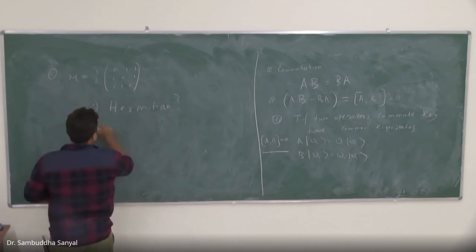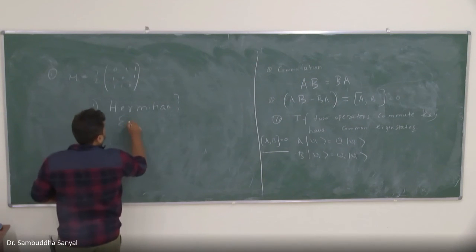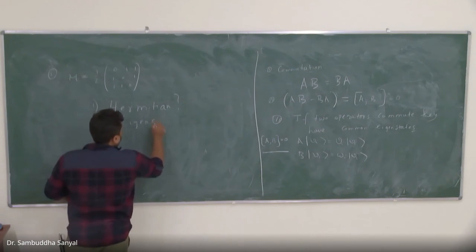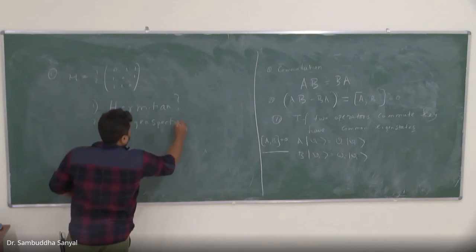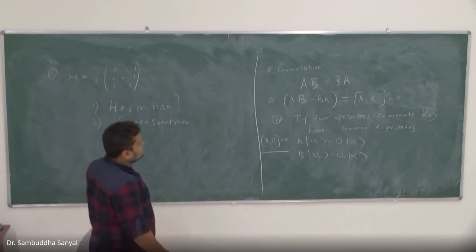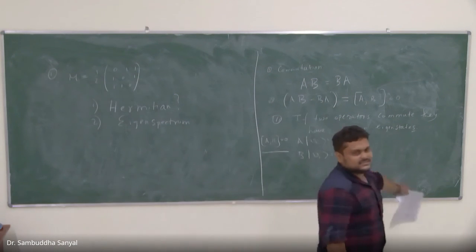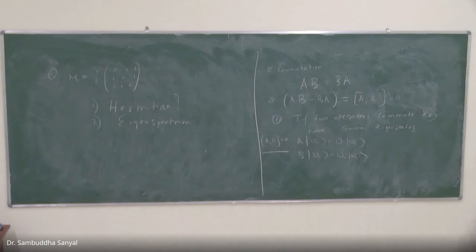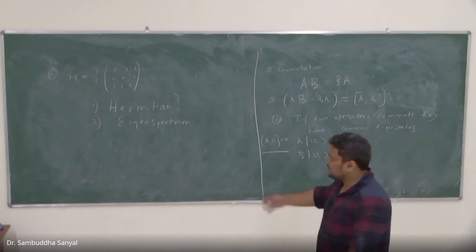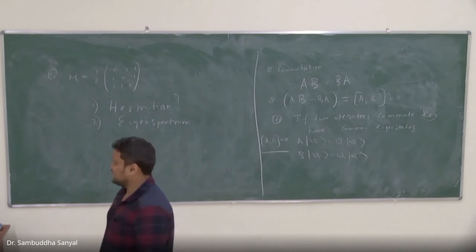So check first this, then find the eigenspectrum. By the way, I was thinking these exercises are extremely easy to do in Mathematica. You don't have to all the time write a 3 by 3 matrix and diagonalize it fully by hand. You can do it in Python also, but Mathematica is particularly easy.